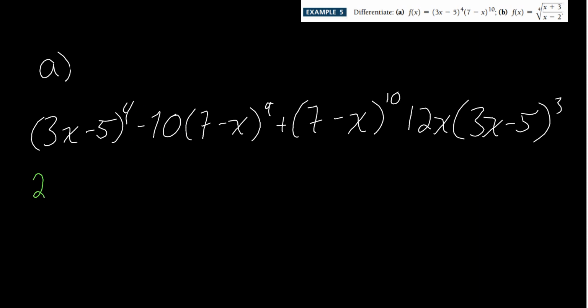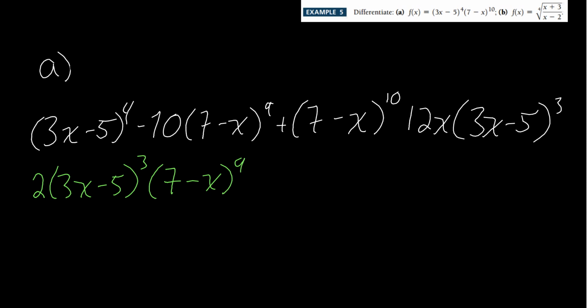3x minus 5. So 3x minus 5. Okay, what is the highest power? It looks like it's 3 because this is a 4, this is a 3, so we can factor out this raised to the third power. We can also factor out 7 minus x. Well, the highest we can factor out, we have a 9 and a 10, so we're going to factor out a 9. So we'll have a 7 minus x raised to the 9th power, right?